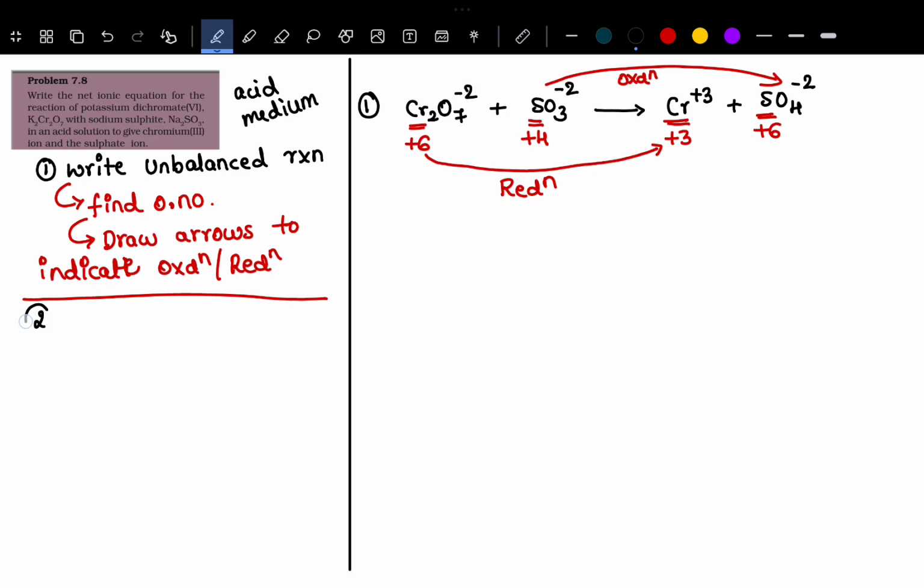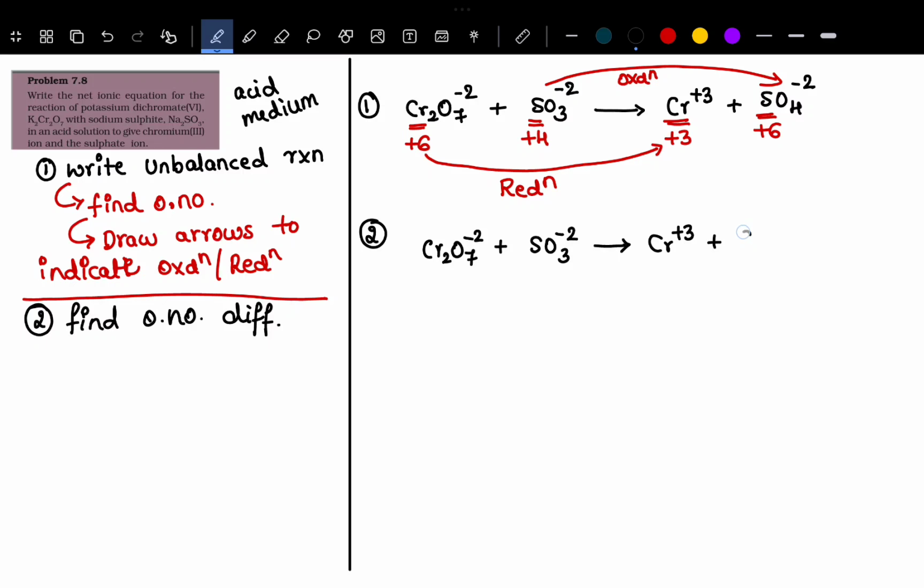In the next step, we have to find the oxidation number difference. Before that, I'll rewrite this equation again: Cr2O7 minus 2 plus SO3 minus 2 gives Cr plus 3 plus SO4 minus 2. I'll draw these arrows. This is where reduction is taking place and this is where oxidation is taking place.